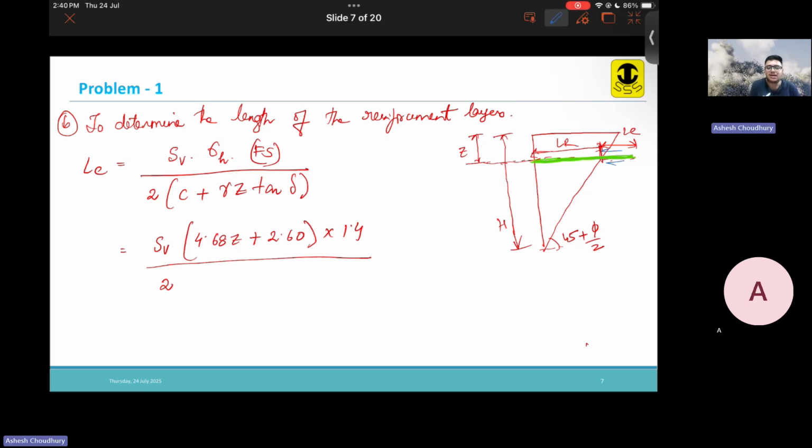This is nothing but the shear resistance that develops at each of the surfaces. C plus gamma Z tan delta is nothing but the shear resistance. C is the cohesion, gamma Z is the vertical pressure at any depth, and tan delta is nothing but the friction coefficient. So that will give my shear resistance that develops between the soil and the reinforcement.